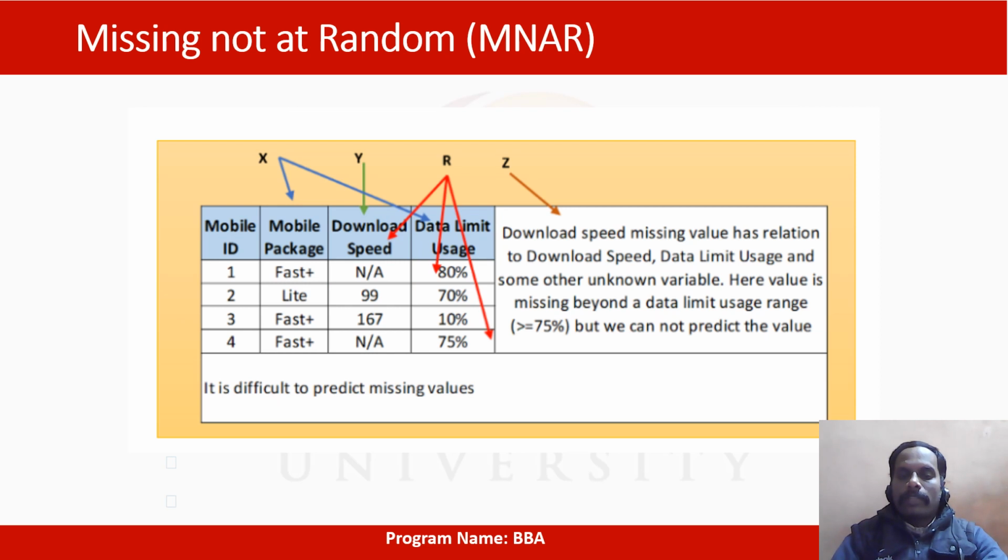The example for this one: the missingness has a direct relation to variable y. It can have other relations as well, such as x and z. Here the missing download speed value has a relation to the download speed itself, data limit usage, and some other unknown variables. The value is missing beyond the data limit, when the usage is greater than or equal to 75%, but we cannot predict the values.